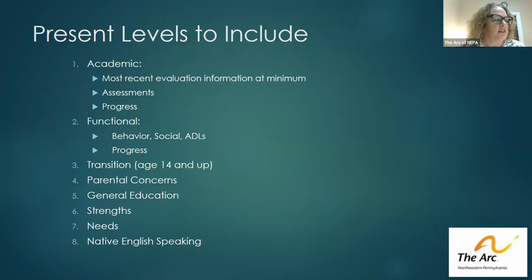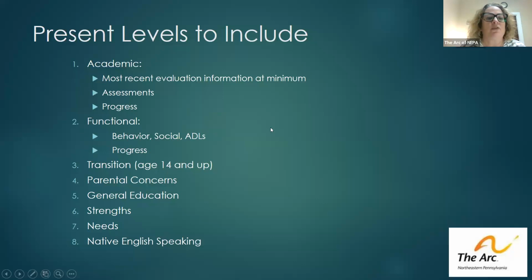So these are the areas of the present level section and what should be included in there. One is going to be academic. That is going to include your most recent evaluation information at the minimum, your most recent evaluation reports. It's going to include any kind of assessments that were done and progress against the curriculum and any progress monitoring if it's an ongoing IEP, not an initial one.